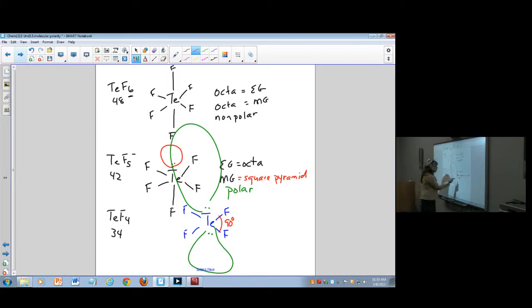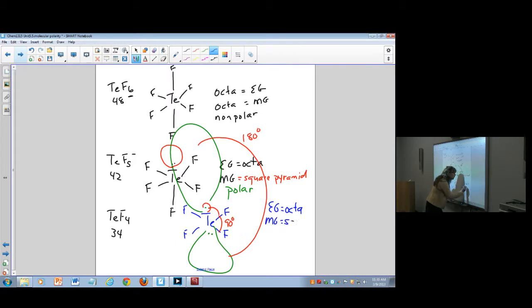What's the angle between here and here? Well, in that case, it's 180 degrees, right? Or it's 90 degrees from here down to here, whichever way you like to think of it. In any case, the electron geometry is octahedral. The molecular geometry is a square plane. And the question is, is it polar?